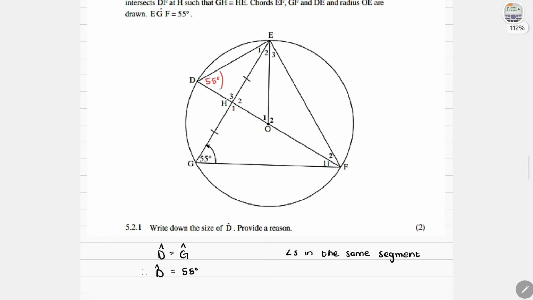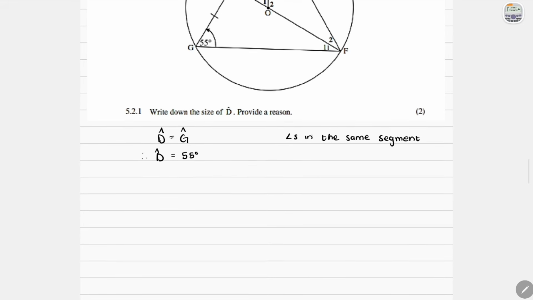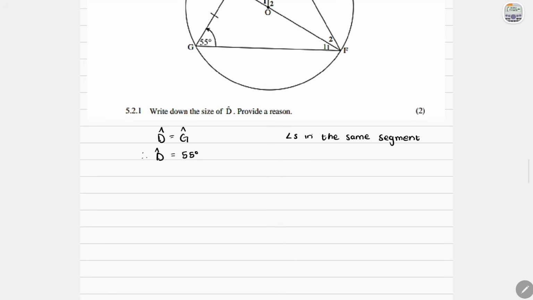Okay, you can also say angles at the circumference subtended by the same chord or arc are equal, but angles in the same segment is a much shorter reason. Okay, so that is it for that question. Moving on to the next question.